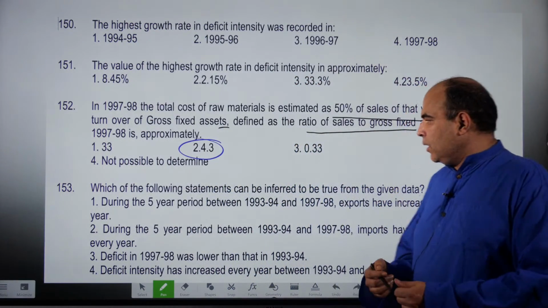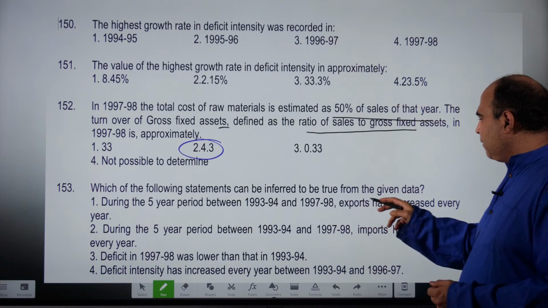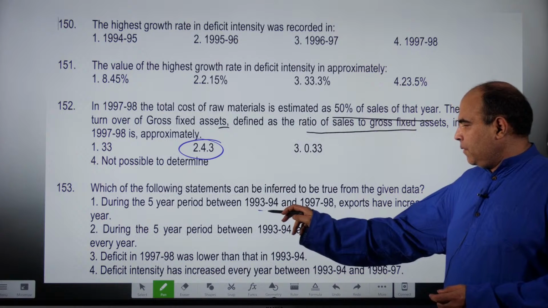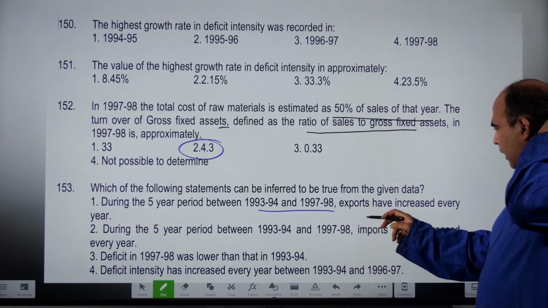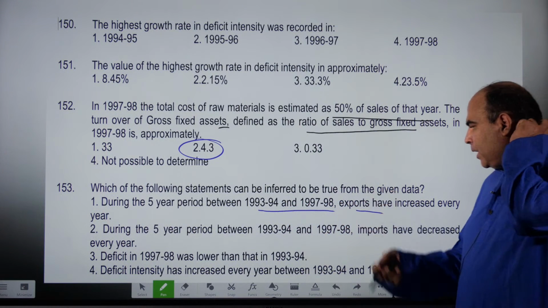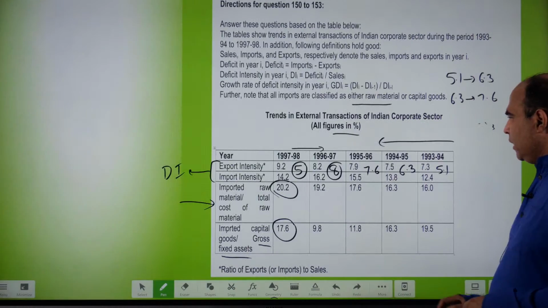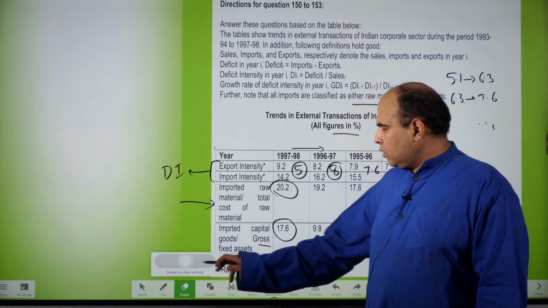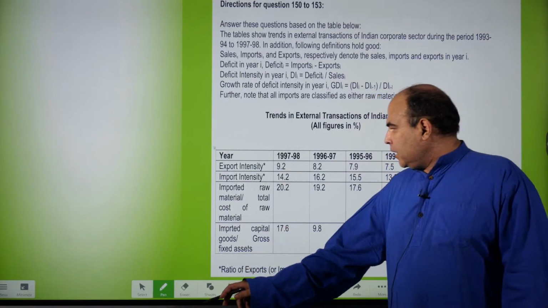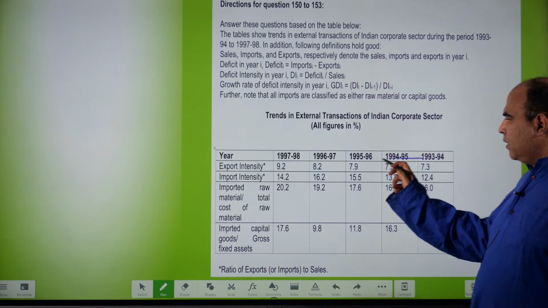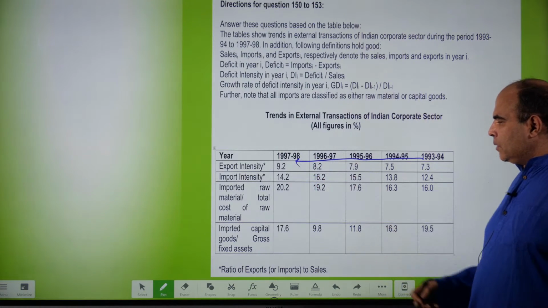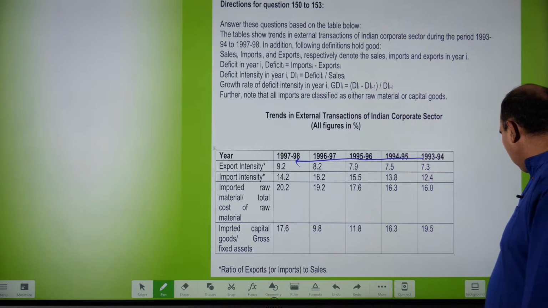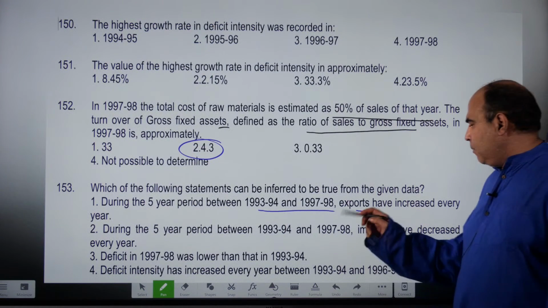So anyway, let's come back to the last question. Which of the following statements can be inferred to be true from the given data? During the 5-year period between 93-94 to 97-98, exports have increased every year. You can't make out because you know export intensity. Export के बारे में कहाँ पता है तुमको? You don't know anything about exports. You know export intensity. Export intensity has grown every year, but that does not mean exports have grown because every year sales will change. So this is a ratio. So you can't make out anything about the variable.